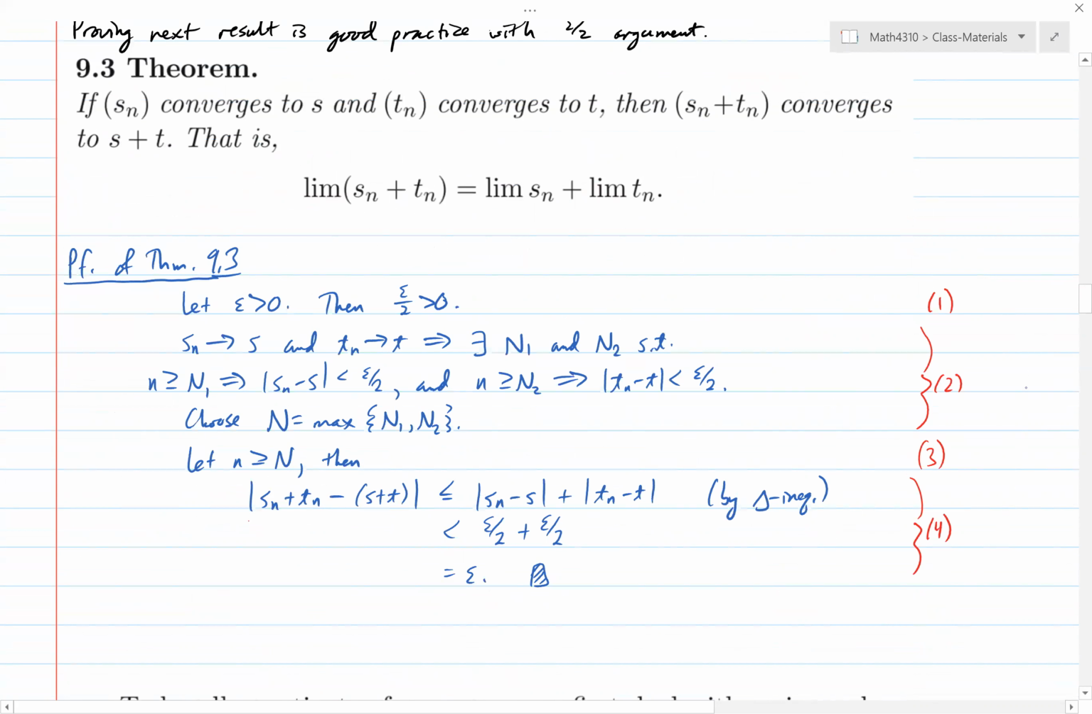And I'm not doing the scratch work for this. I think it's more straightforward than the product one. So that's it. I just wanted to emphasize, again, you have 2 sequences here as well, and it's clearly then going to be an epsilon over 2 argument.